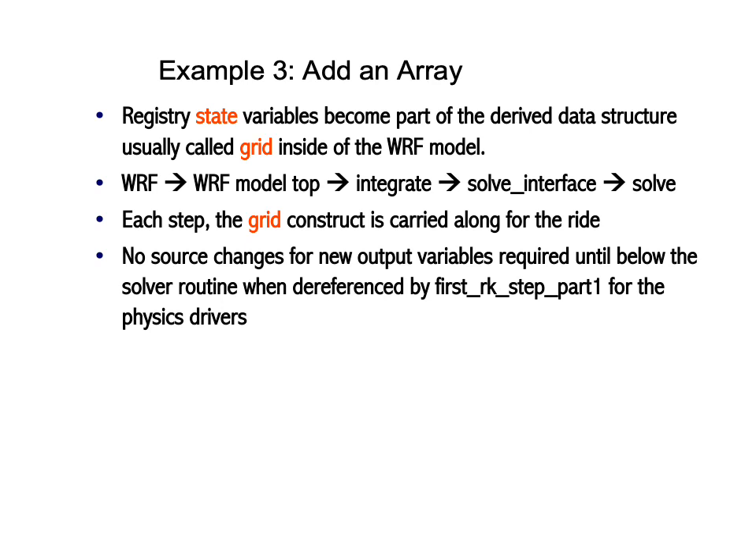That grid variable, that derived data type, is inside of the main program WRF. It gets passed to WRF model top, it gets passed down to integrate, it gets passed down into solve interface and into solve. The grid structure, everything that is inside of the registry, including the allocated space for all_moist, is passed into the routine that does a single time step of the WRF model. The solver routine passes variables around, and inside of that solver routine, we have access to the grid structure.